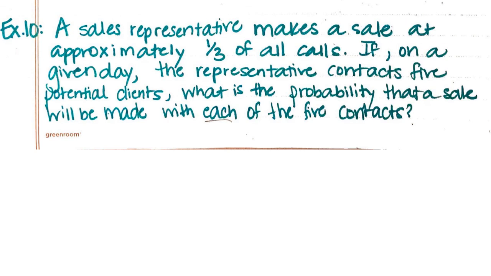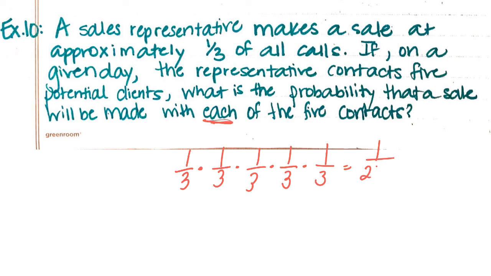All right, this is a pretty tough question. It says a sales representative makes a sale at approximately 1/3 of all calls. If on a given day the representative contacts 5 potential clients, what is the probability that a sale will be made with each of the 5 contacts? Okay, so we know that they make a sale with 1 in 3, but they have to contact 5 people. Don't forget, we are multiplying through all this, and we get 1 over 243.